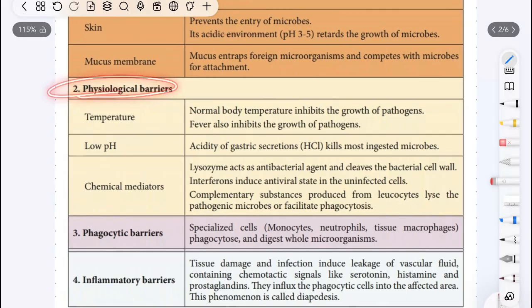Next, physiological barriers are temperature, low pH and chemical mediators. How does temperature provide innate immunity? Normal body temperature inhibits the growth of pathogens and fever also inhibits the growth of pathogens. And low pH: obviously our HCl has low pH, so it is acidic in nature. So most ingested microbes are killed because of this acidity or the low pH. Next, chemical mediators. We have chemical mediators such as lysozymes, interferons, and there are other substances produced by leukocytes also. These also induce innate immunity.